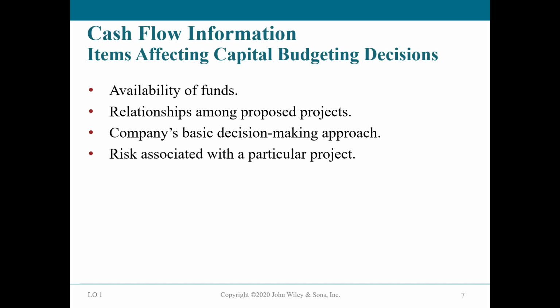Items that affect capital budgeting decisions: what kind of funds are available in the organization? What kind of limitations are in place for the organization to decide whether to invest or not? What are the relationships amongst the various projects? How does this investment support other investments or other activities? Typically, organizations have some kind of decision-making approach. Does it meet criteria A, B, C? What are the various criteria? Does it help move you towards a strategic goal or a significant objective that you have as an organization?